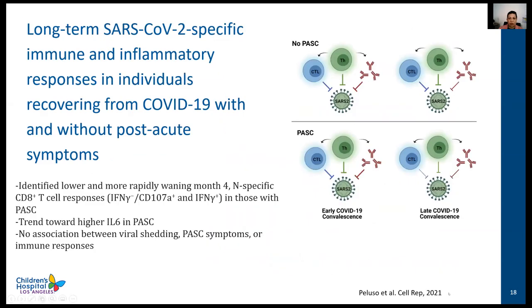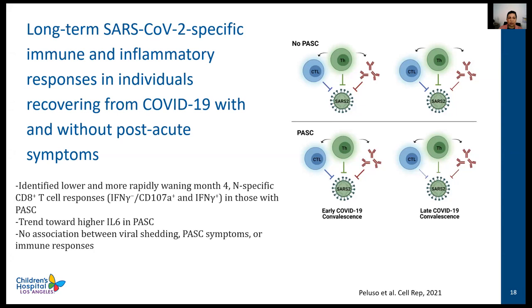This is a study actually from Dr. Henrich's group, which looked at long-term SARS-CoV-2 specific immune and inflammatory responses in individuals recovering from SARS-CoV-2 with and without PASC. So this study included 70 patients, several of whom went on to have PASC. This is the graphical abstract which was included in the paper, and it shows that patients who do not develop PASC have a good CD4 activity which persists. Whereas in patients who go on to develop PASC, CD8 responses are lower and waning, especially in the late COVID-19 convalescence phase. So they identified lower and more rapidly waning month 4 N-specific CD8 T cell responses, particularly interferon gamma producing and CD107a positive, in those with PASC.